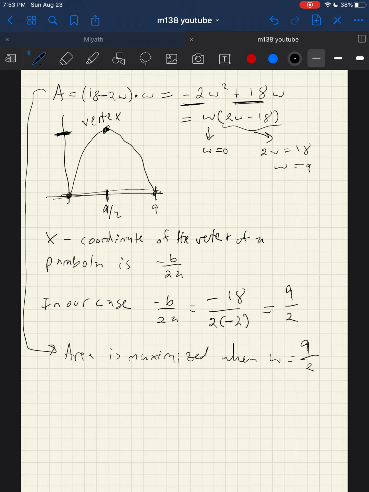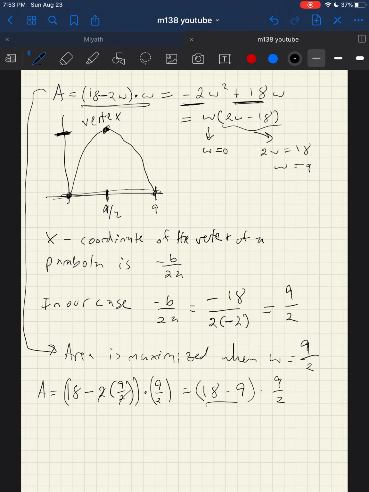So the area is going to be 18 minus 2 times w, times w again. I just copied down this equation. With w equal to 9 halves, 9 halves times 2 is just 9. So this becomes 18 minus 9 times 9 over 2. So 18 minus 9 is 9, and this becomes 81 over 2. And that's going to be our maximum area.